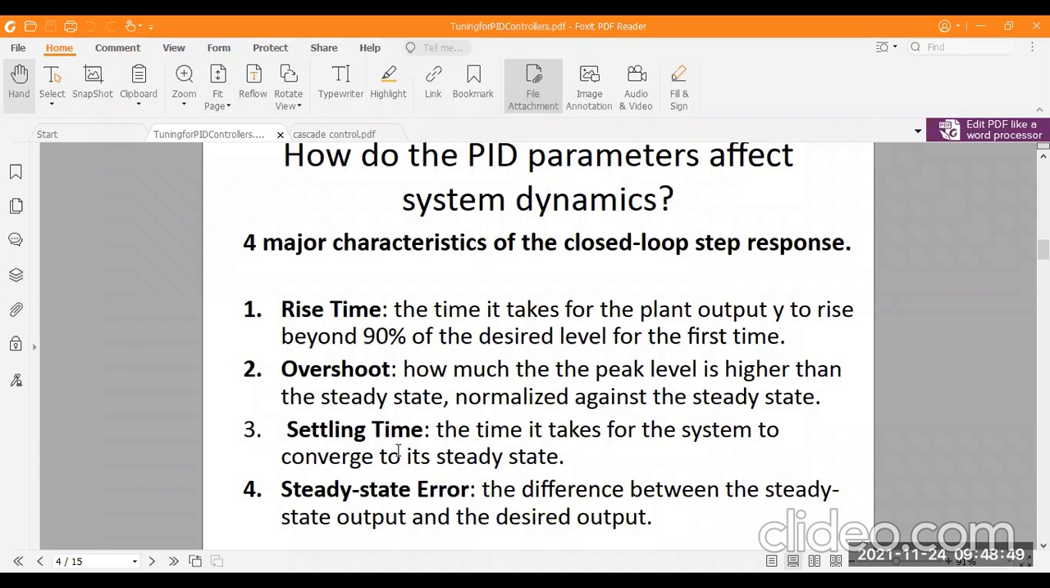Okay, so overshoot is basically how much the system exceeds the target value. That means the user sets a target value, and how much the system exceeds it is called the overshoot in our PID controller part. It is how much the peak level is higher than the steady state, normalized against the steady state also. So this value is called the overshoot value of this PID controller.